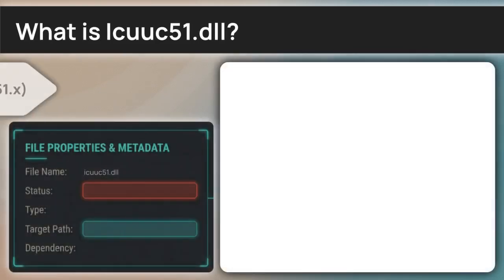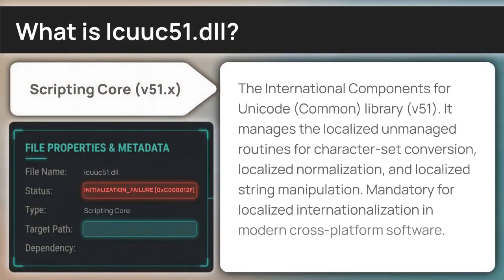This is the icuuc51 library, the International Components for Unicode, Common Library, v51. It manages the localized unmanaged routines for character set conversion, localized normalization, and localized string manipulation, mandatory for internationalization in modern cross-platform software. Since we've covered what this file is, let's move to the primary fix.